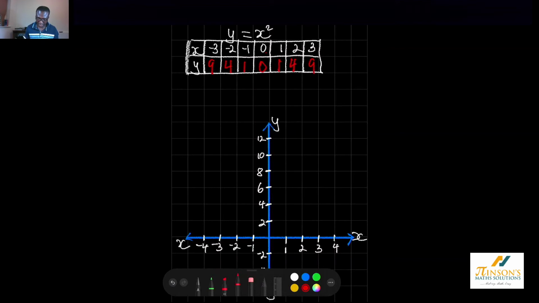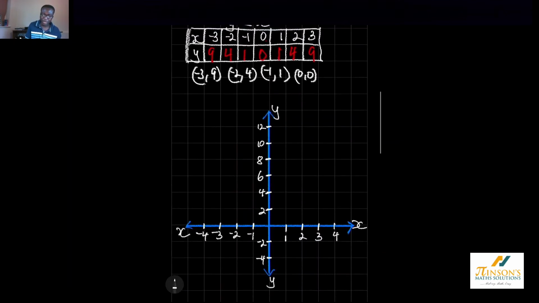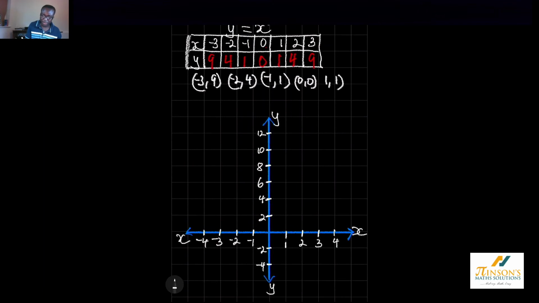Now what that means is that we are going to plot -3 along the corridor and then 9 up the stairs. That'll be our first coordinate. The next coordinate we're going to plot is -2 along the corridor and 4 up the stairs. Then -1 along the corridor and 1 up the stairs. Then 0 and 0, because they match, and then 1 along the corridor and 1 up the stairs. Then we've got 2 along the corridor and 4 up the stairs. Our last coordinate is 3 along the corridor and 9 up the stairs. With these coordinates, we're just going to plot them on our graph.